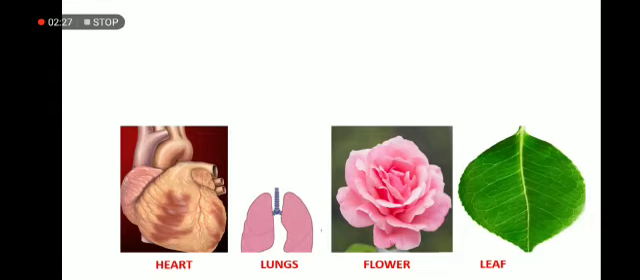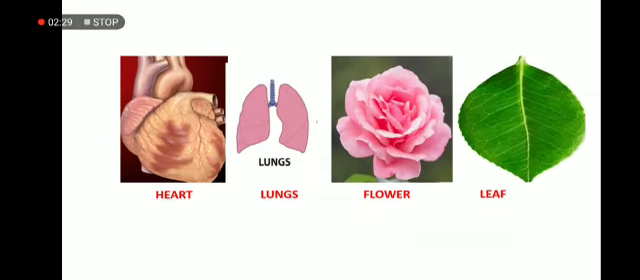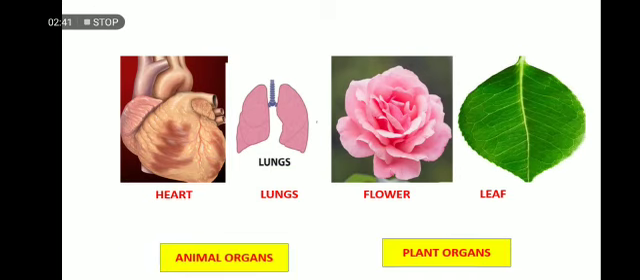We are going to classify the organs further into two types. Now in the figure you can see the heart and lungs are present in animals and human beings, and the flower and leaf are present in plants. So we are going to categorize the organs into animal organs and plant organs. These are the two classes that today we will discuss.